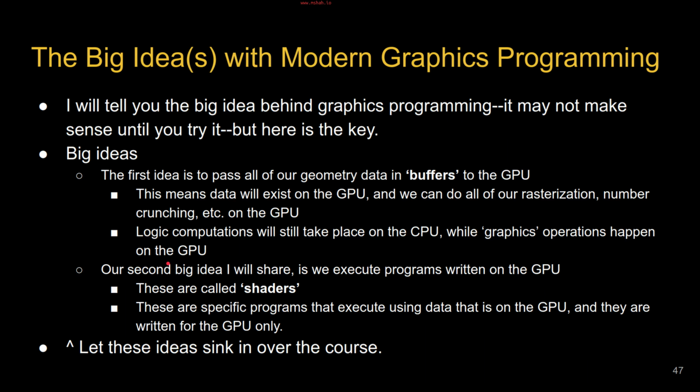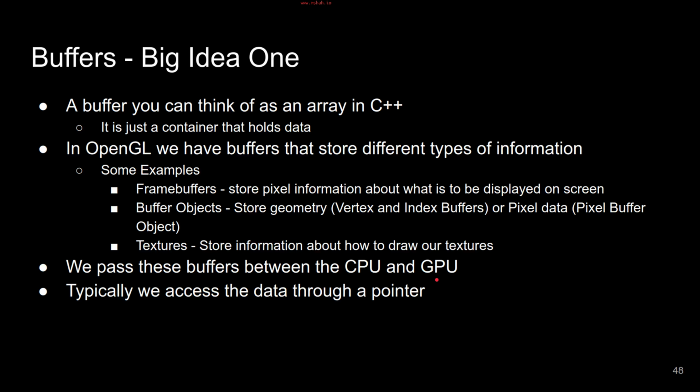The second big idea is that on our GPU, we're going to be executing programs that we write. And these programs are called shaders. Okay, they're a little bit of a strange name. You might think they have to do with coloring or filling in, and in part that's true, but there's many different kinds of shaders. But these programs are just programs that are going to execute using whatever the data is on the GPU. So they're executing on these buffers here and saying, what do we do with that data? Okay, so we're going to let those ideas sink in throughout the course, buffers and shaders.